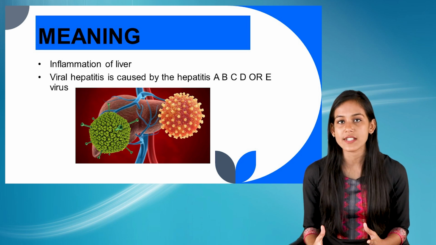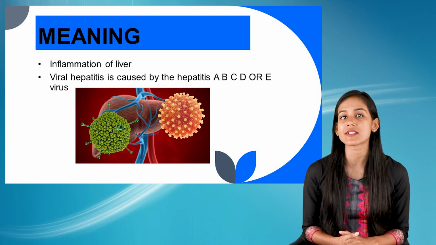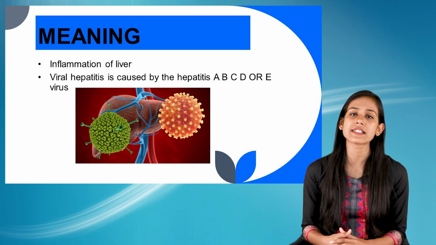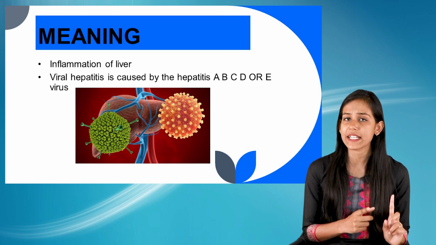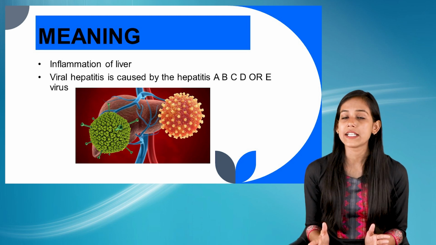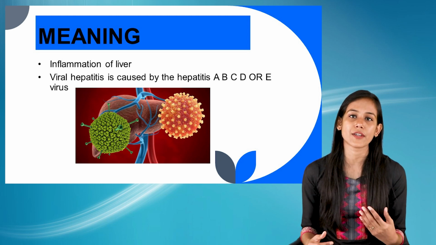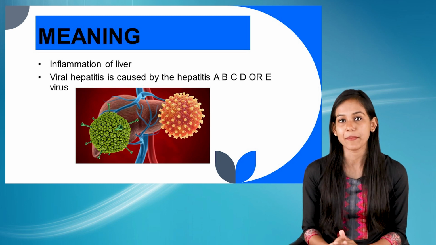So how is this caused? Viral hepatitis is caused by hepatitis viruses. We have several types: hepatitis A, B, C, D or E virus. Any of these viruses can cause viral hepatitis in a person. Viral hepatitis can also be caused by overuse of drugs or overuse of alcohol. In that case, we can see it in adults. But most commonly it is caused by viruses.